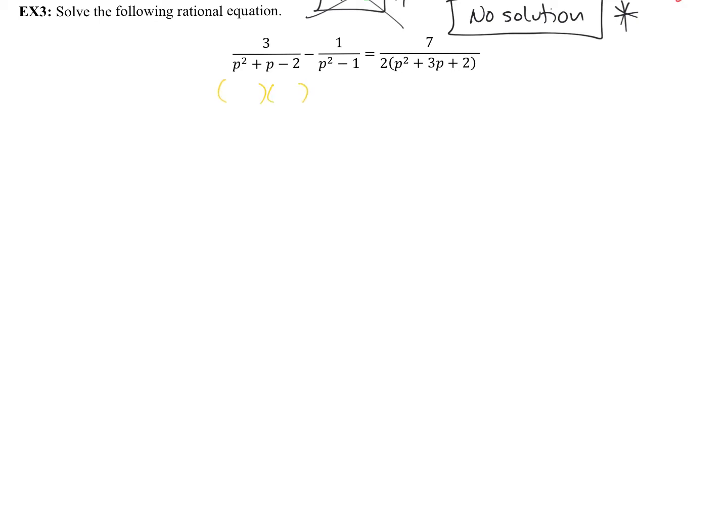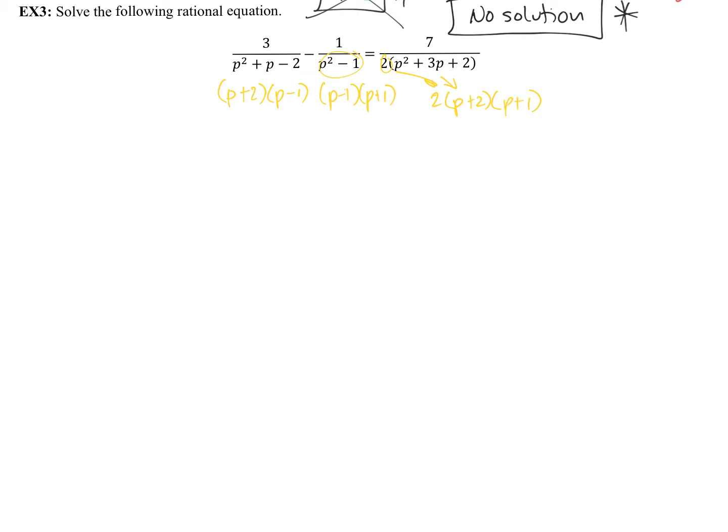So this would be p plus 2, p minus 1. Ooh, this is the difference of squares, so that's p minus 1, p plus 1. And the last one, how does that factor? That's going to be 2 times, gotta bring down that 2, p plus 2, p plus 1.